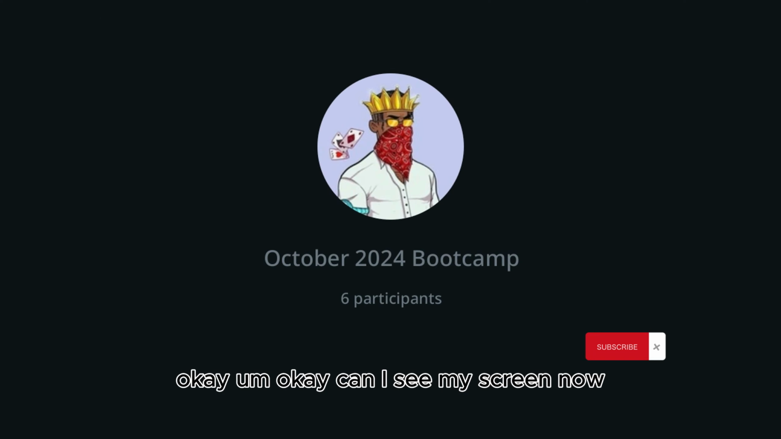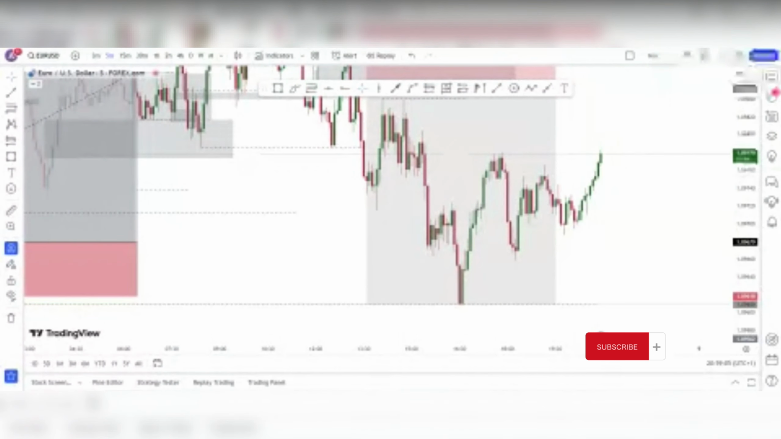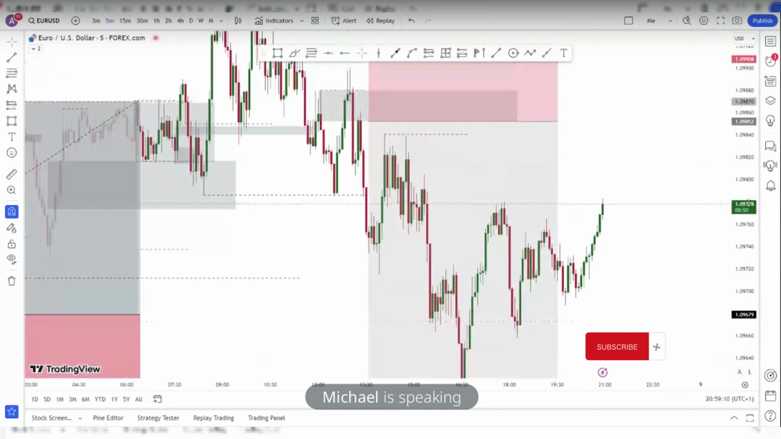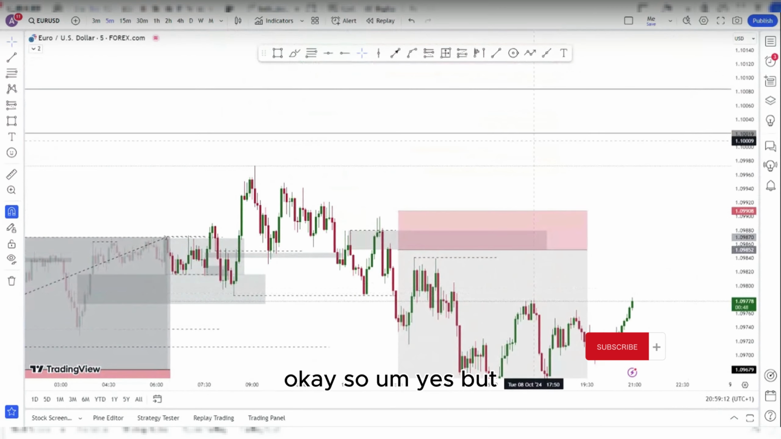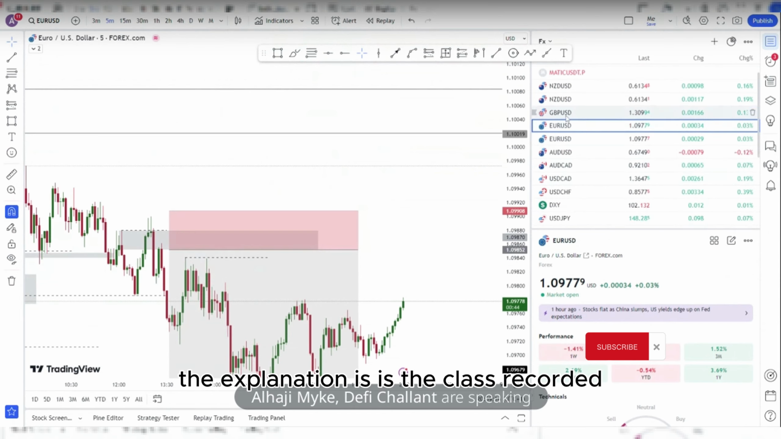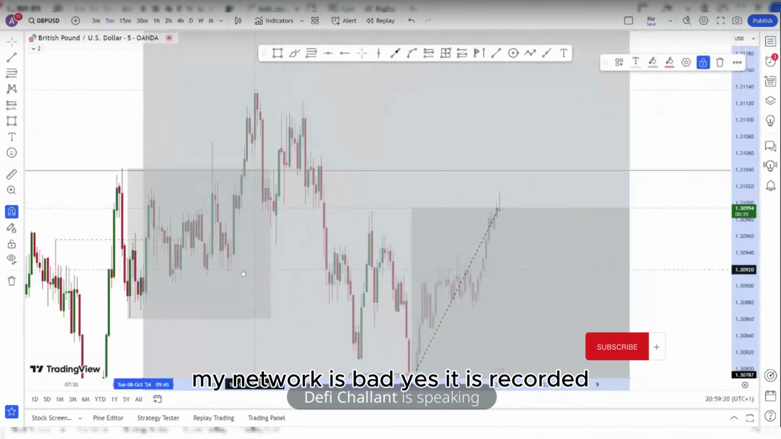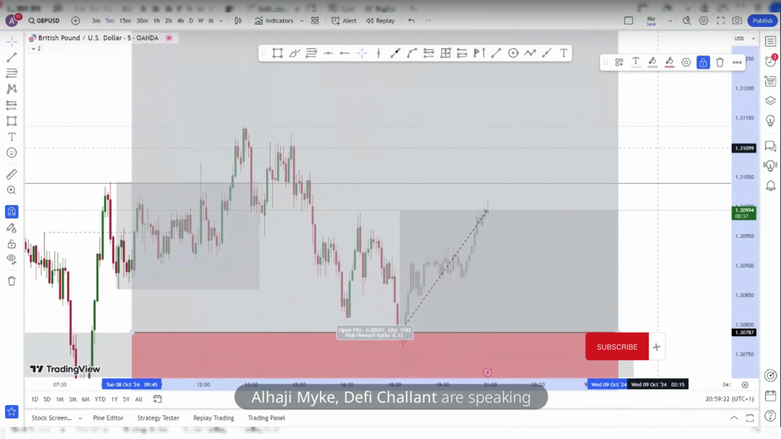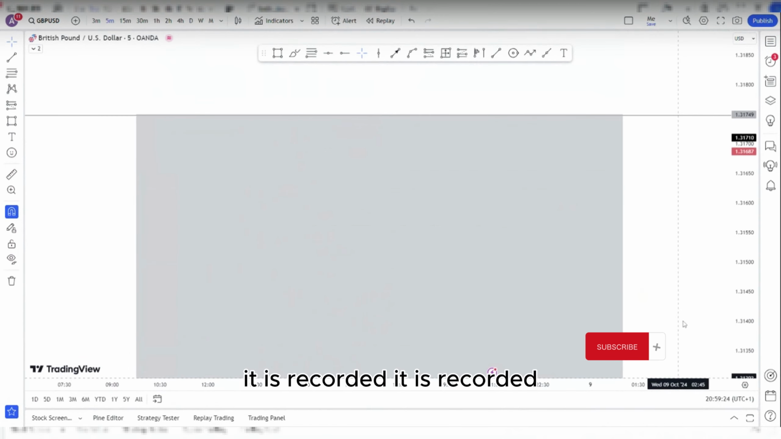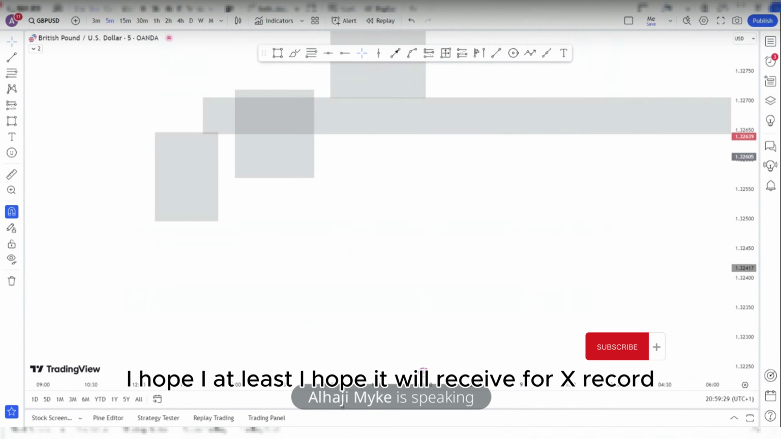Noted. Can you see my screen? Can you guys see my screen now? Yes. Okay, back to the explanation. Someone said I should explain imbalance again, please. Is the class recorded? My network is bad. Yes, it is recorded. I hope it will save, but I see the recording.